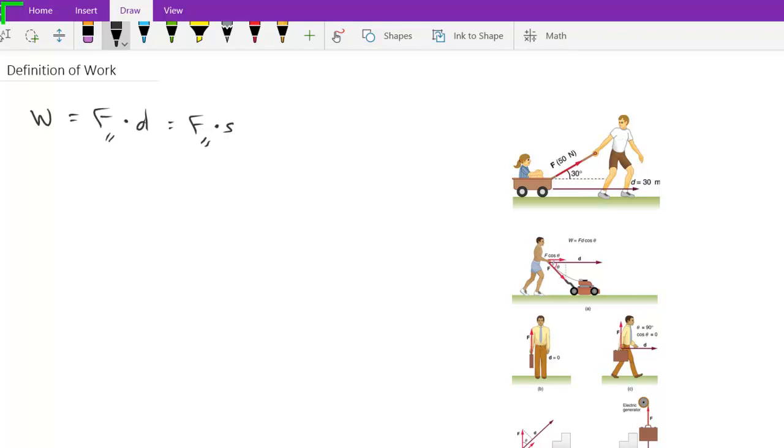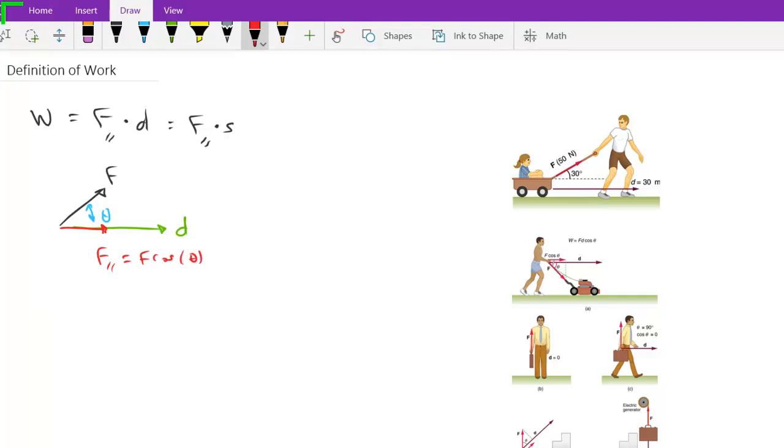So if we have a force going off like this, let's say this is the force here, and we have some displacement off in this direction. We'll call this our displacement D. And we have some angle between the force and the displacement. We'll call this angle theta. Then the component of the force which is parallel to the displacement would be right here. And we could find this: F parallel is equal to F cosine theta.